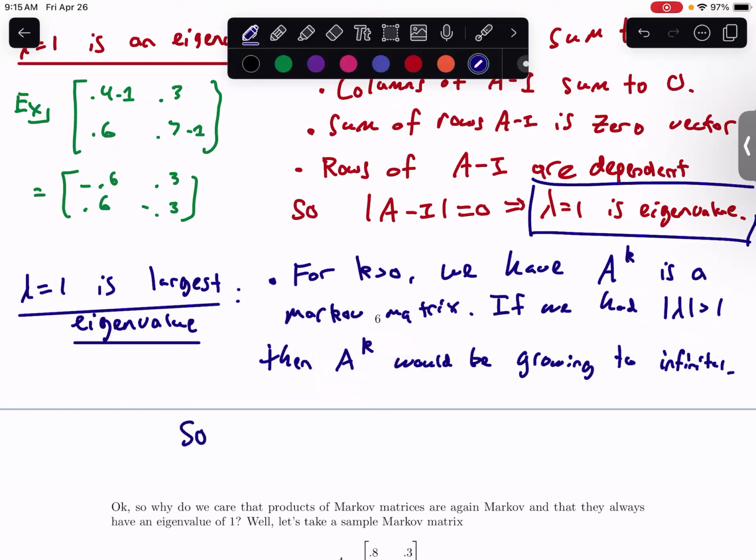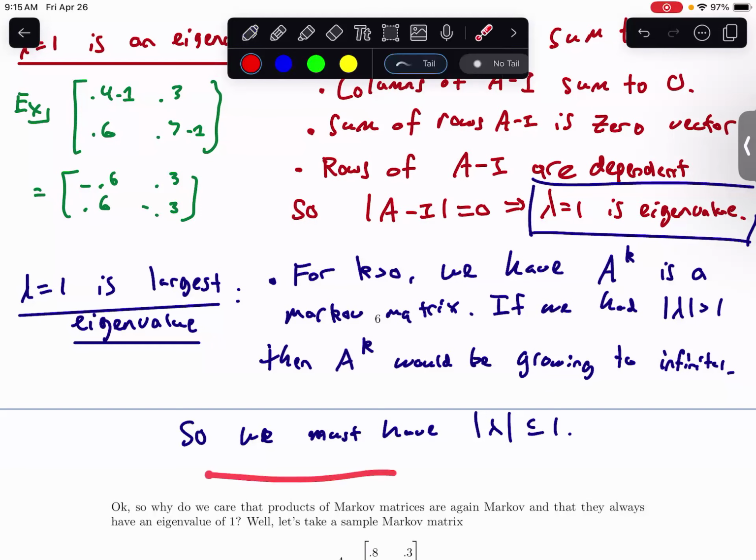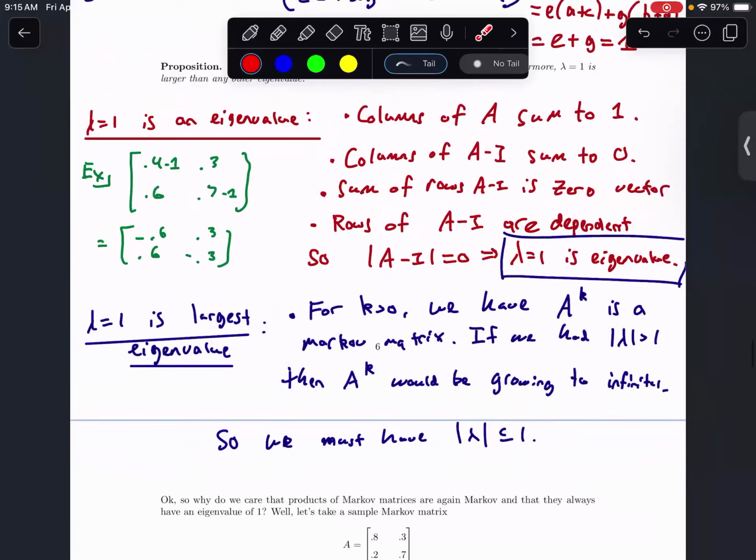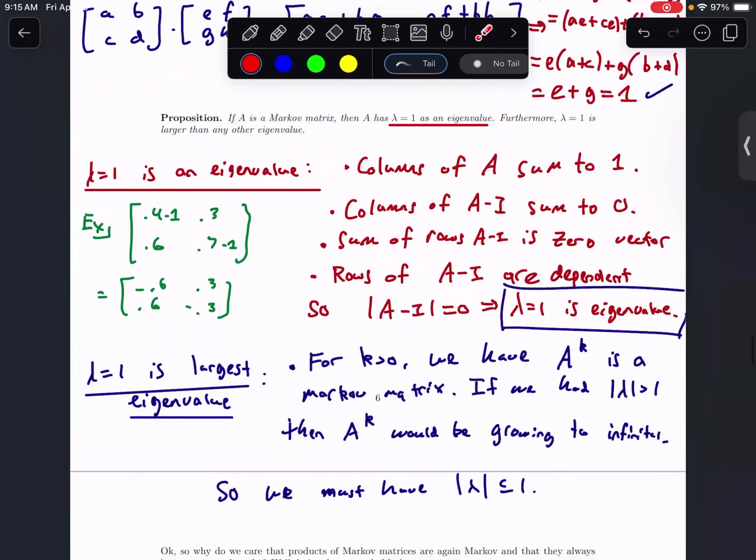So this is going to imply that the eigenvalues are going to be less than or equal to 1. And again, there's more detail you can go into, but this is the major idea. I don't want to get bogged down in writing a page of proofs or anything like that. Okay, so this is the idea behind the proof of this proposition.